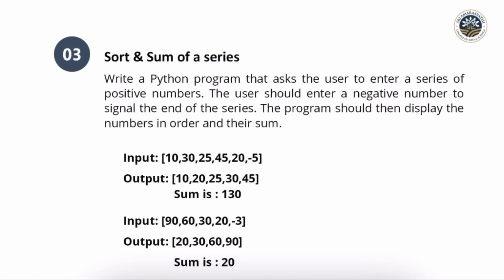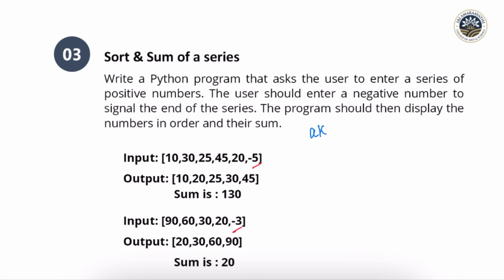Hello world. A very interesting question. You need to get unlimited user input, and you need to stop when you get a negative value as input. So you're getting multiple inputs, right? You need to store them in a list.